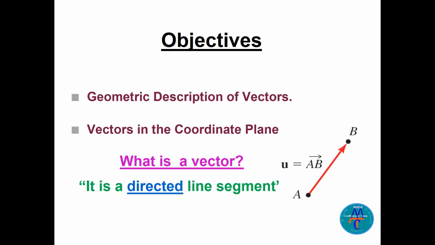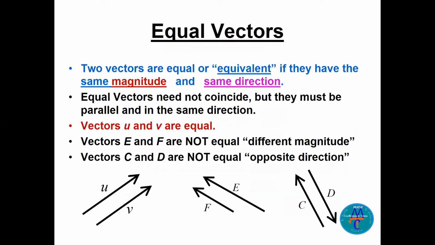So from A to B, we can say vector AB, or we can say vector U, or we can give it any letter we like. Two vectors are equal or equivalent if they have the same magnitude and the same direction angle. So in every vector, we have to look at the magnitude, which means the length, magnitude of the vector, and the direction angle. Equal vectors need not coincide. They must be parallel or in the same direction.